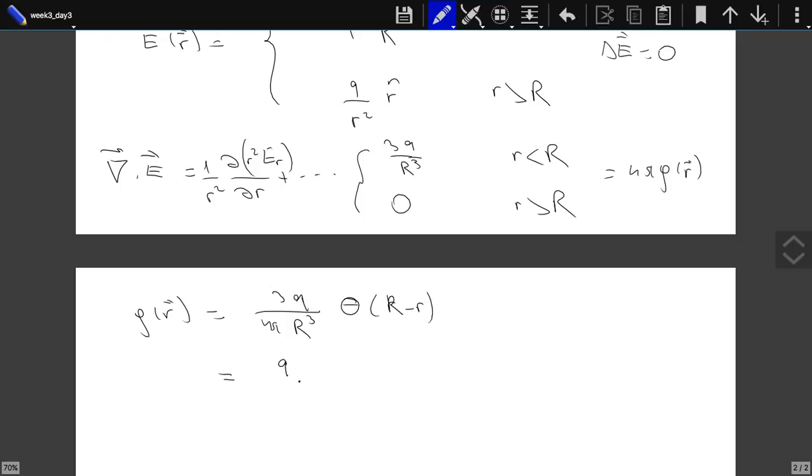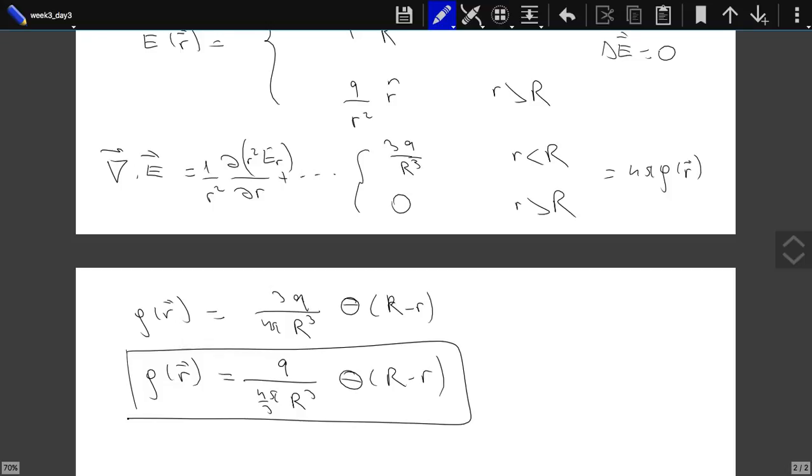Or let's write it in a different form. This is Q over 4/3 pi R cubed. Well, 4/3 pi R cubed is the volume of my sphere. So the charge density is uniform. It is a total charge Q uniformly distributed over my sphere. And no surface charge.